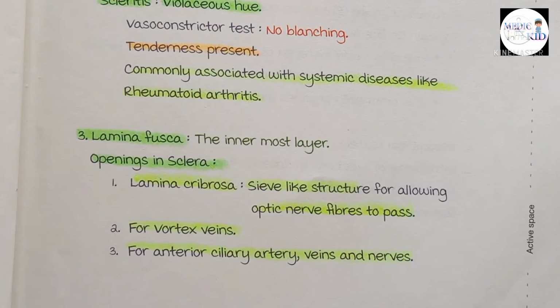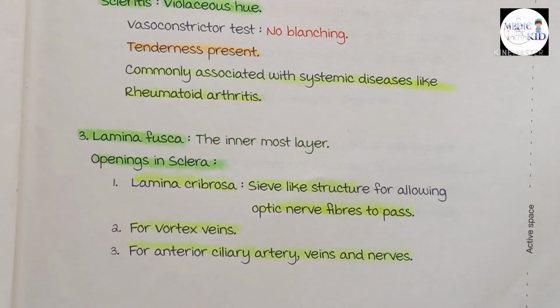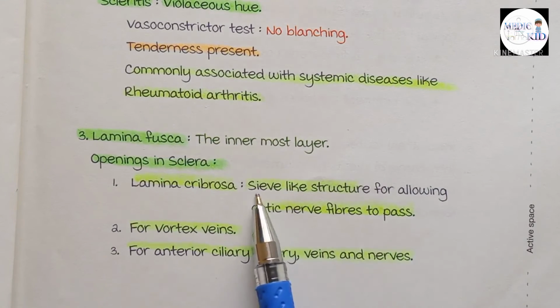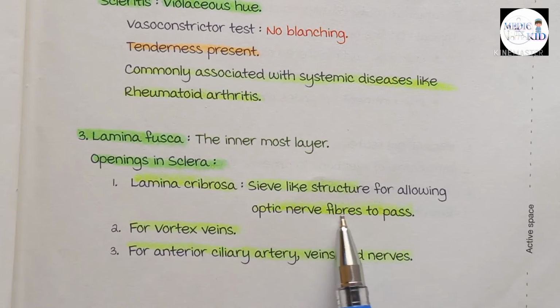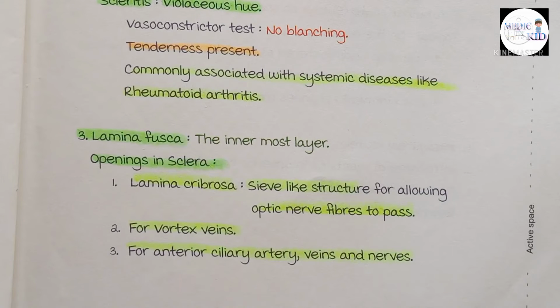Now we are talking about the sclera, so we must remember how many openings there are in the sclera. There are mainly three openings. First of all, the lamina cribrosa. What is the lamina cribrosa? It is a sieve-like structure allowing optic nerve fibers to pass. We know that the optic nerve is formed from the third layer, the retina, and it goes to the visual cortex. For passing, there is a sieve-like structure in the sclera, which is known as the lamina cribrosa.